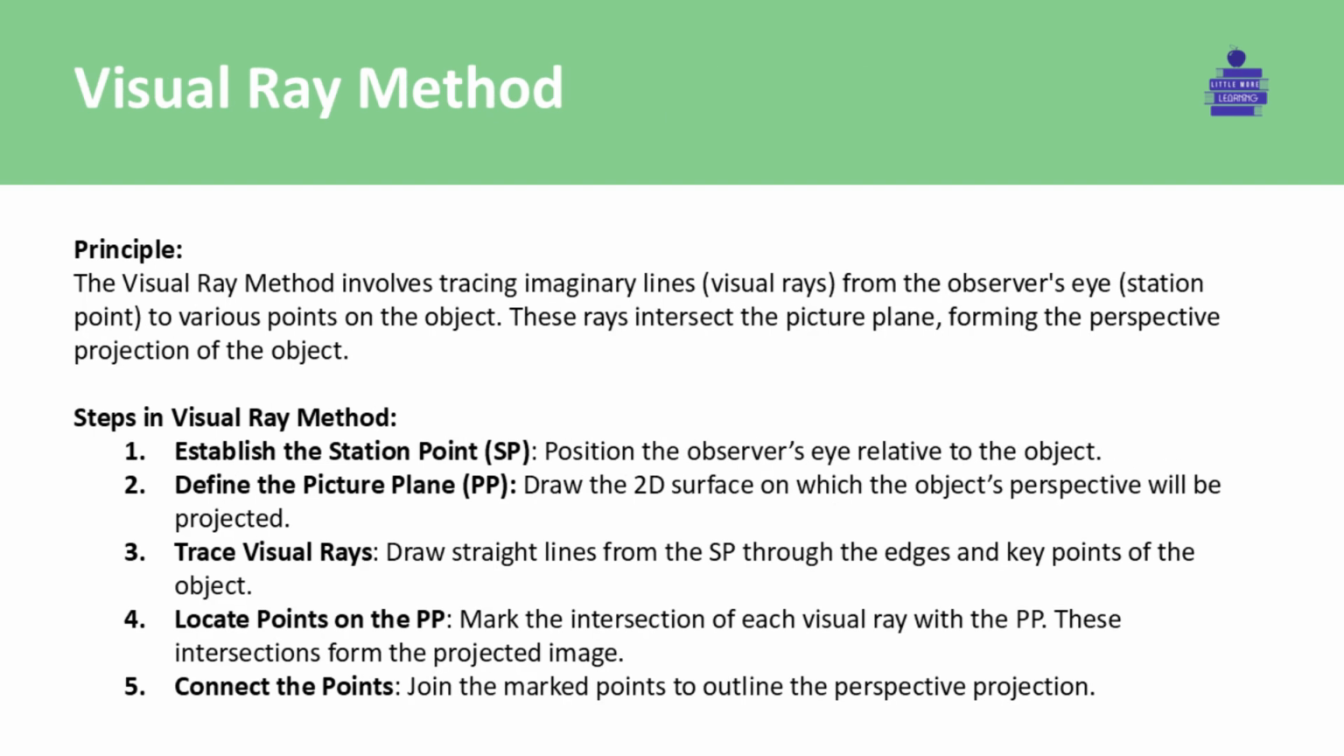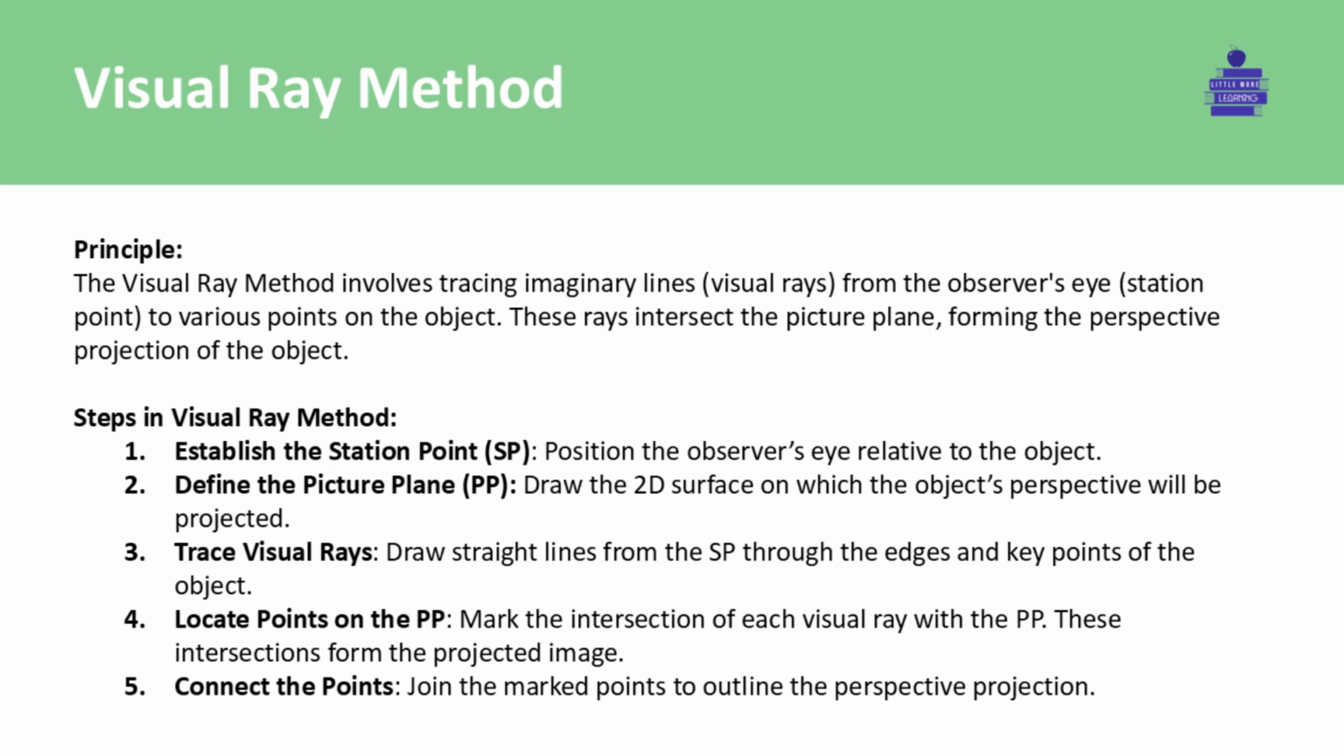Now, let's explore a more technical approach to perspective drawing, the visual ray method. Imagine you're standing at a fixed point. This is your station point, and you're looking at an object through a transparent screen, your picture plane. The visual ray method works by tracing imaginary lines from your eye to various points on the object you're drawing. Each of these visual rays intersects with your picture plane, creating points that will form your perspective drawing.